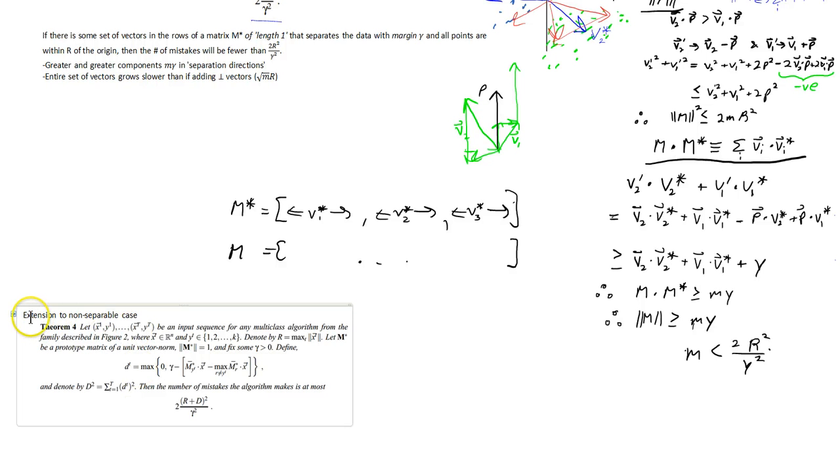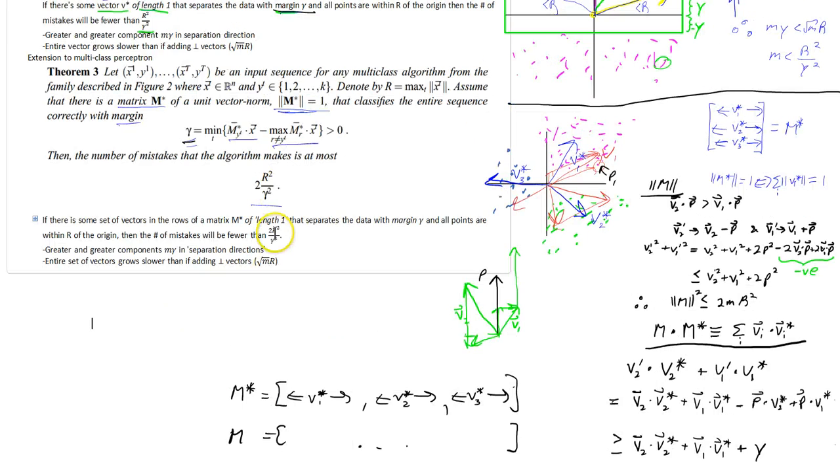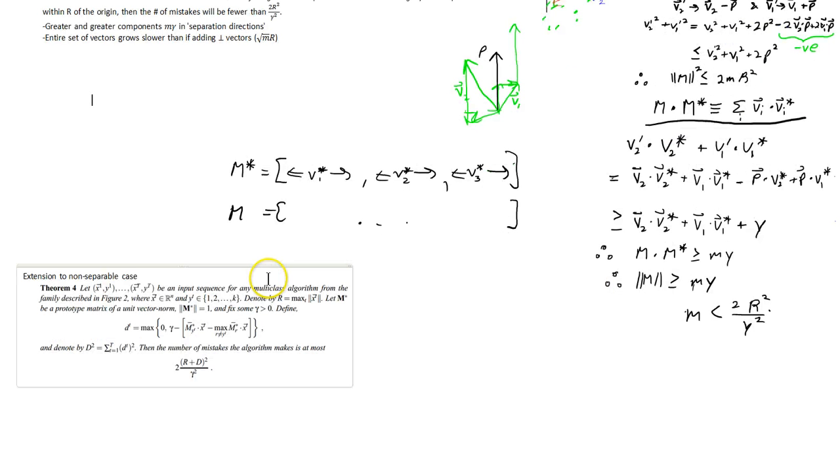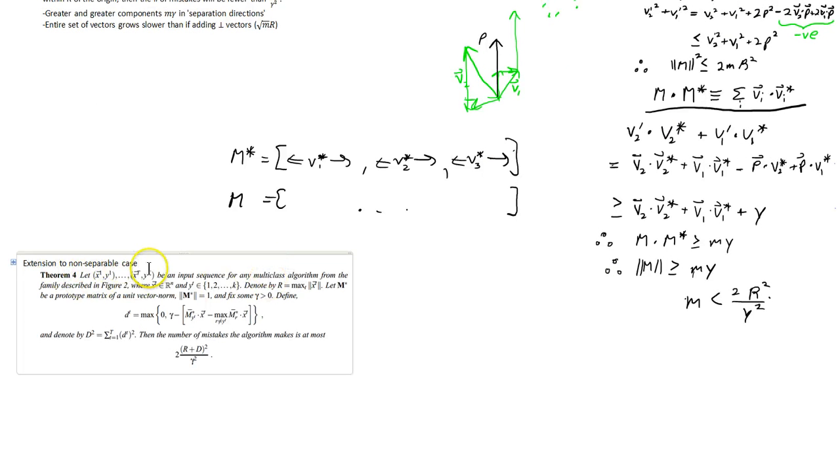Alright, so I'm going to talk briefly about extending what we've done already, figuring out the maximum number of mistakes, extending that to the non-separable case. And basically this is exactly the same as with just a single perceptron. What we're going to do is, right, so here this dt is the amount less than the margin.